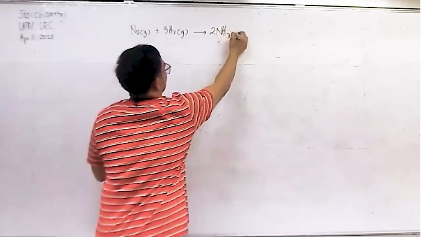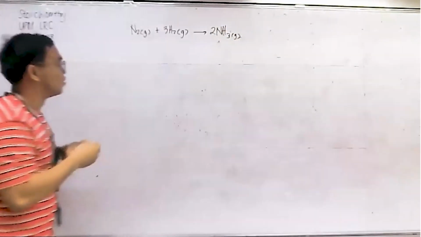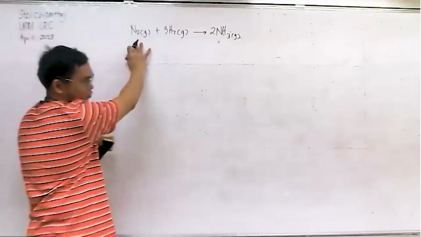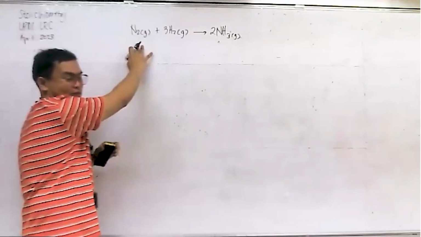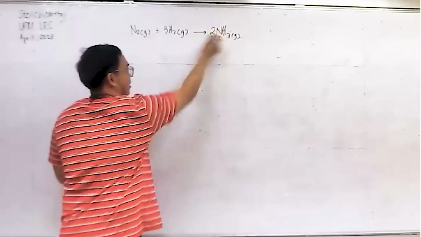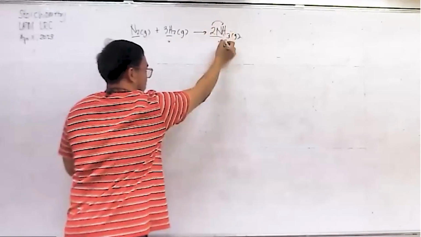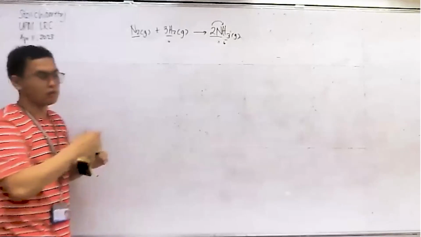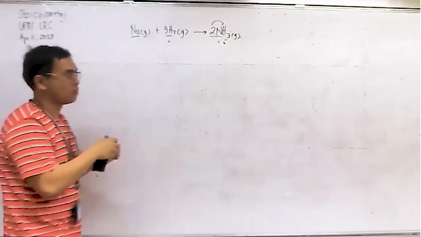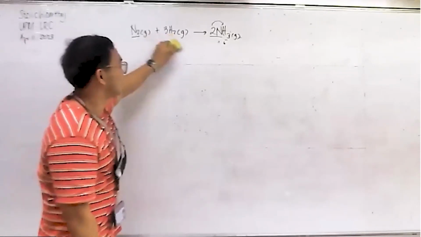NH3. Okay. So, in this side, we have 2 nitrogen atoms, dito rin dalawa. So dito we have 6 and we have 6 hydrogens as well. So it's balanced, no? Next, ano yung pinapahanap?